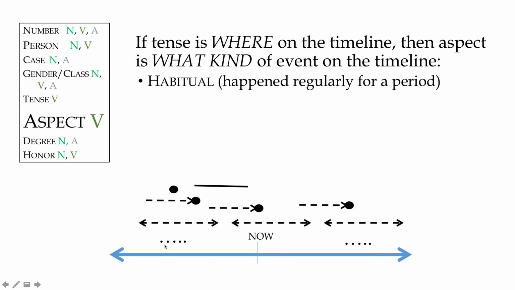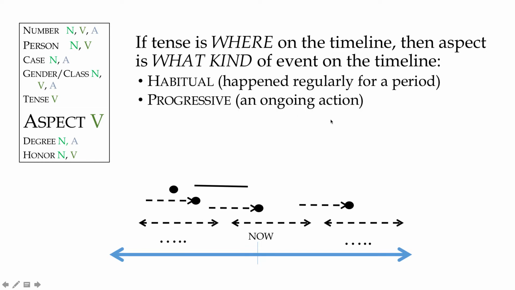Habitual aspect would be something that happened regularly for a period. It happened once, twice, 3, 4, 5 times, and then stopped. This is indicated in English by something like used to. I used to go to Florida with my family, or also would. We would buy hot dogs every day before school in elementary school. So it's like this is in the past, it's kind of ended, and then there was more than one instance of that happening.